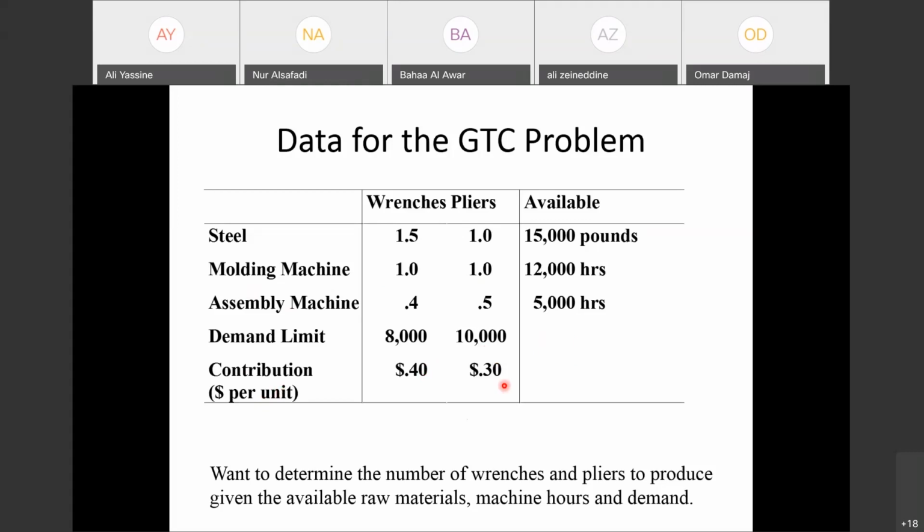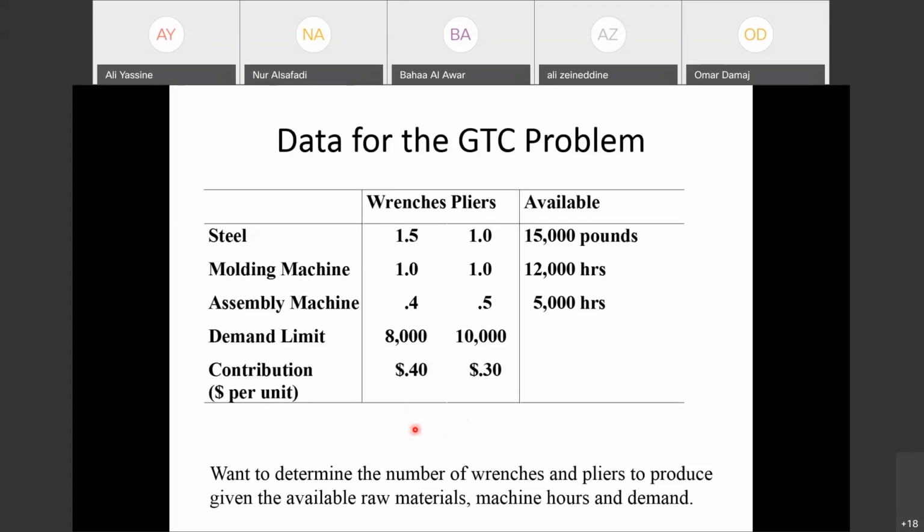Okay, so in this problem, the objective or goal is to figure out how many wrenches and how many pliers to produce during this period, let's say this month or this week, such that I maximize my profits. And you are asked to build a mathematical program, a linear program, for this problem in order to answer the question of how much to produce of wrenches and pliers.